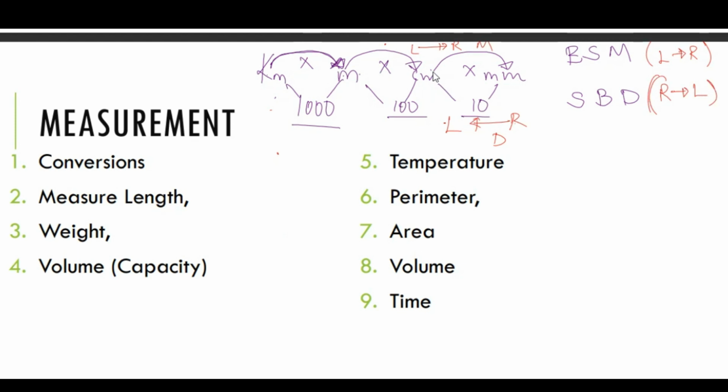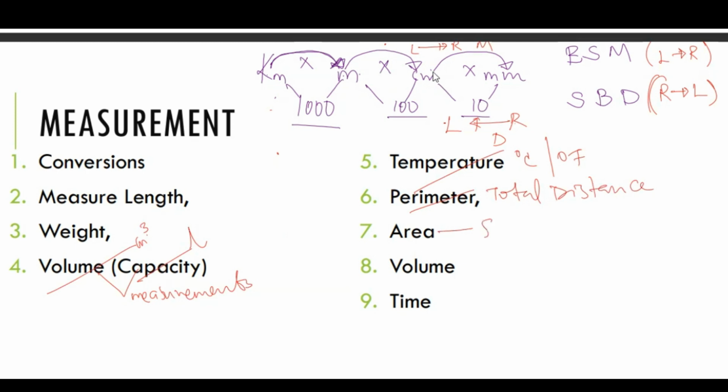Volume or capacity. These ones we shall see them. These are still under measurements. We said volume. This is mathematical. Then this is in real life: liters, kiloliters. Yes. Temperature, we have two. Then perimeter, total distance. That's what we should know. So total distance around a given shape. Then area. Area is the surface. You can say surface enclosed in a perimeter.